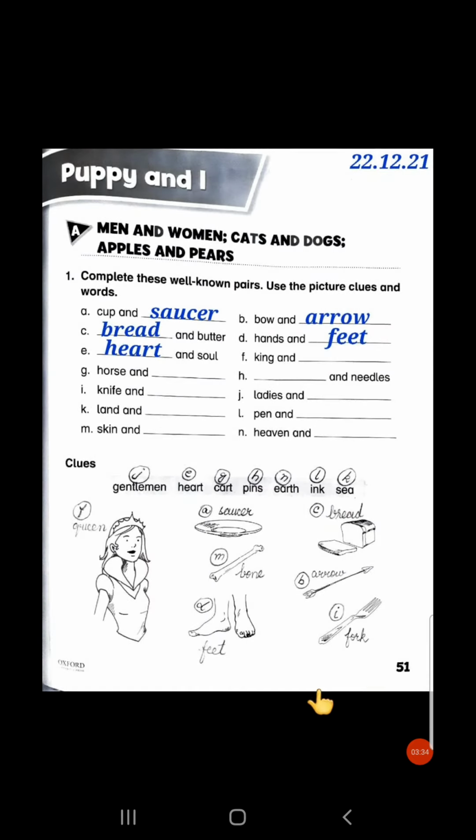Okay, now come to page number 51. Here you have to write down the date again. It's 22nd December. Here we are going to do exercise A1. Now we are going to do what? We are going to work with pairs. Okay, now think of it, beta, that men and women, cats and dogs, apples and pears. Exercise A1 is complete these well-known pairs.